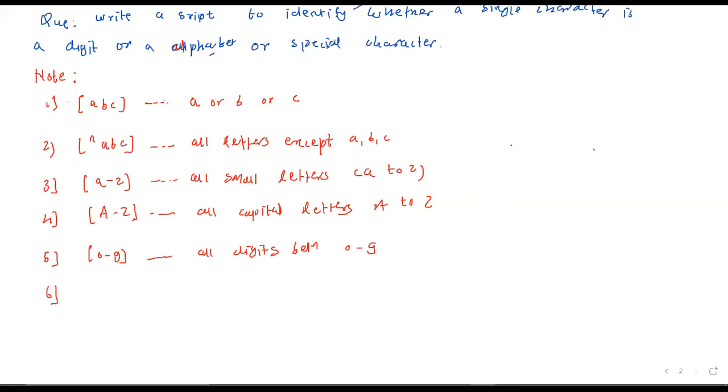Okay. So this is a way of writing more letters, or you can say more variables. When we write in square brackets ABC, we have either A or B or C. If we write a caret and then ABC, that means all characters except ABC. A to Z means all small letters, capital A to capital Z, all capital letters. 0 to 9, all digits between 0 to 9.